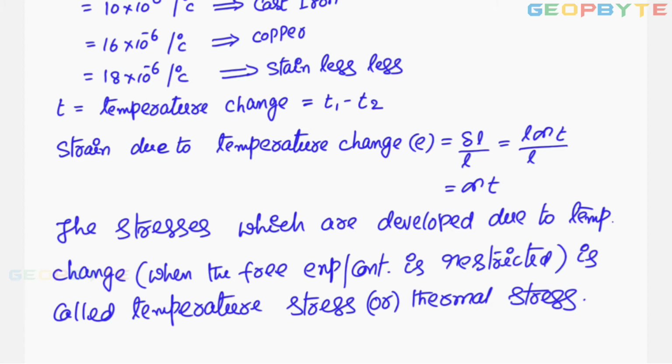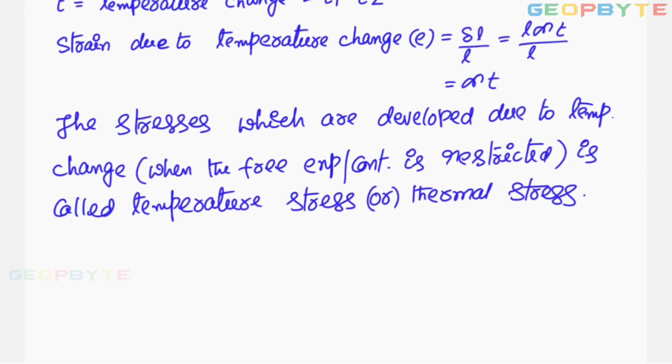That gap is provided for avoiding the thermal stress only, because in the summer season the bodies are trying to extend, or in the winter season the bodies are contracting. As long as the extension or contraction is free from any restriction, no thermal stress are developed. Thermal stresses are developed only when you restrict that free expansion or free contraction due to temperature change.